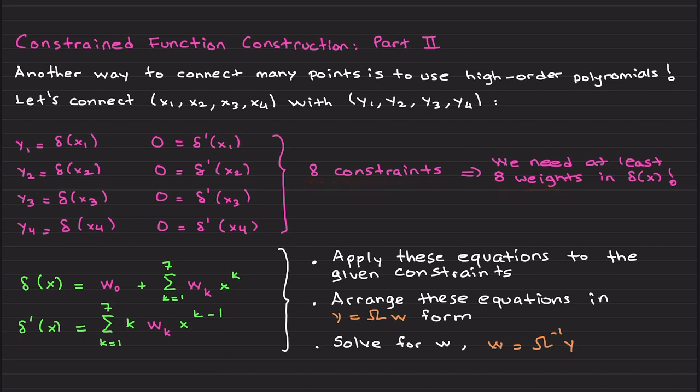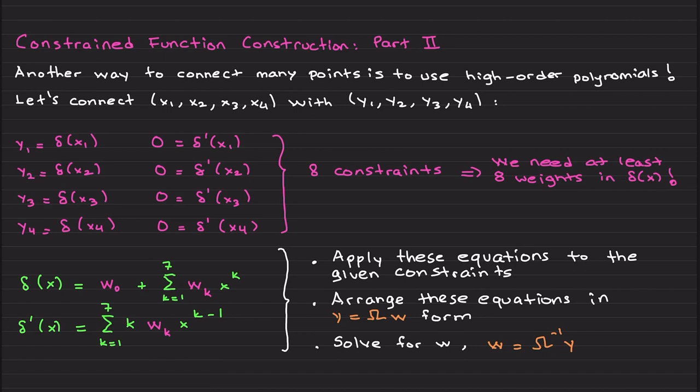And if you would like to add additional smoothness, 0 equals delta double prime at xi, you are going to have 4 more constraints. In this case, you need to go from k equals 1 to 11. You can do this as a homework exercise to deepen your knowledge. Right now, I just would like to focus on these 8 constraints. And you need to calculate delta prime, in this case, k x to the power of k minus 1 times w. It is basically the derivative of delta with respect to x.